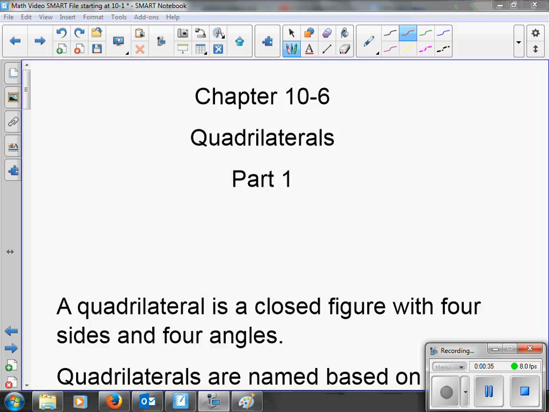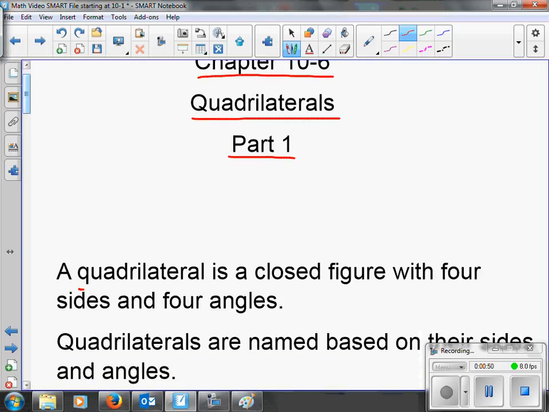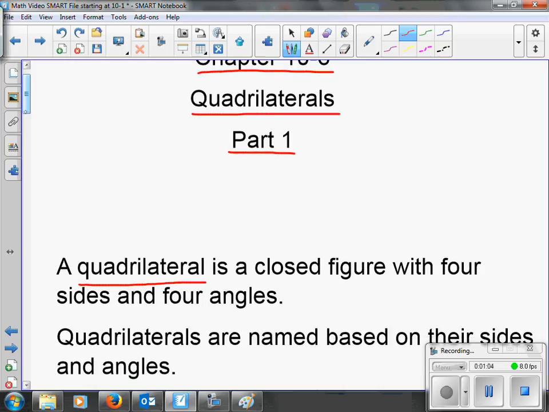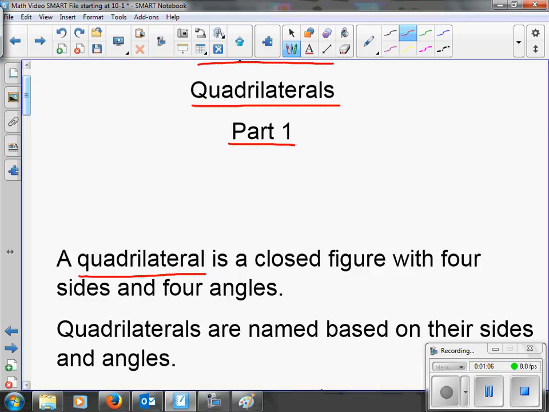So you have the St. James heading at the top, then you write chapter 10, section 6, and then you write quadrilaterals underneath that, nice and neat, and then you write part 1. Okay, a quadrilateral, yes, you're writing all this down. A quadrilateral is a closed figure with 4 sides and 4 angles. That's the basis of a 4-sided figure. That means it's a quadrilateral. Now, we'll get more specific, but quadrilaterals are named based on their sides and their angles.